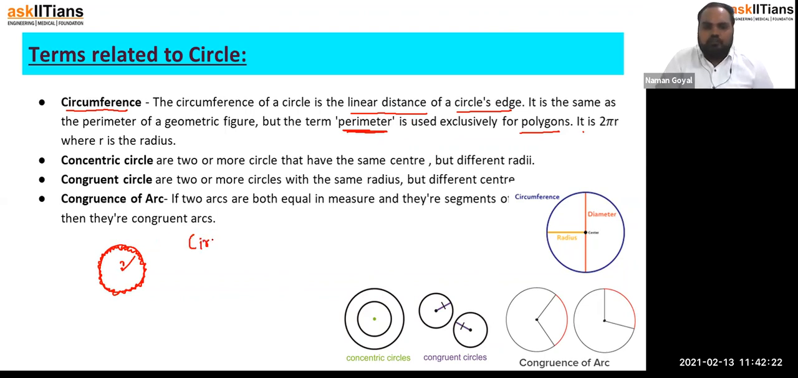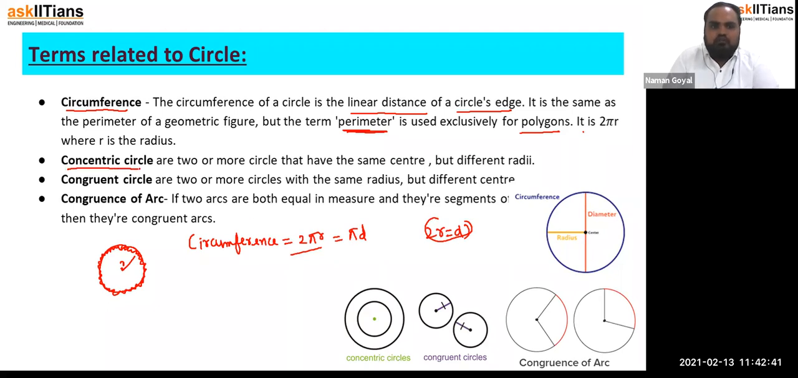So the formula for circumference is what? 2 pi r, where r is the radius. Or this can be written as pi into d, where d is diameter. Why? Because we know that 2r is equal to d, so we can write 2r as d, and it becomes pi d.